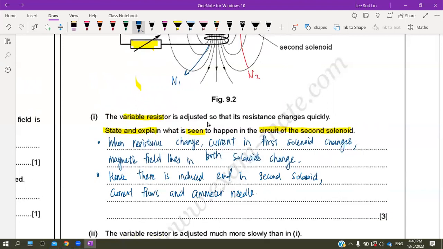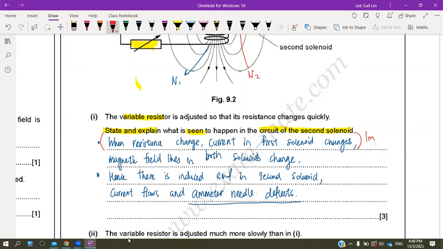Because actually what I see is only this ammeter needle deflects. I cannot see anything else. The rest is just, oh well, I adjust the resistance, I adjust the current. So for example, first mark would be when the resistance changes, the current changes, 1 mark. At least you know this. So don't leave this kind of thing empty in the exam. Just write what you know.